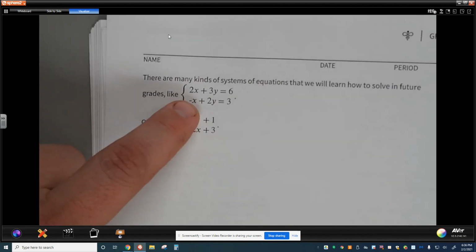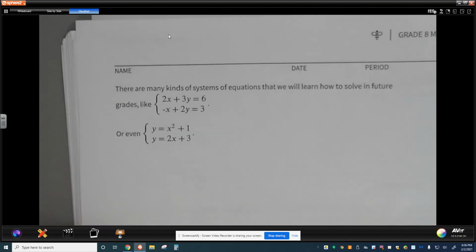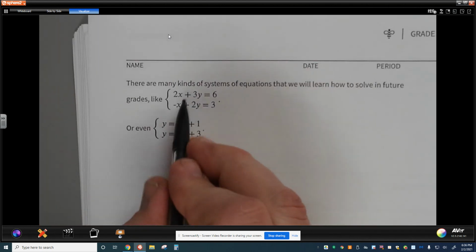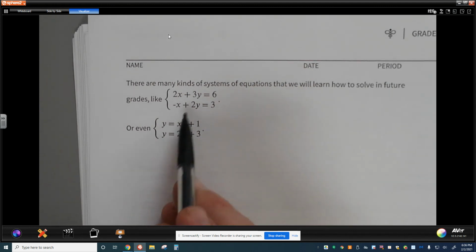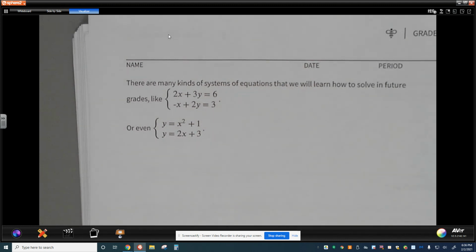We are going to be stepping into ones like these where you can tell that we don't have a variable that's isolated. We are going to learn how to use different strategies for this. One of them is called elimination, but we're going to go ahead and learn how to do that in another lesson.